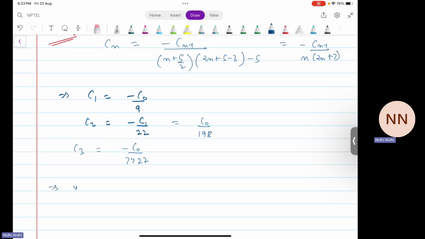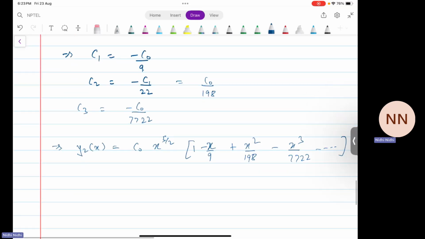This gives us y2(x) is equal to C naught x to the power 5 by 2 times minus 1 by 9, 1 minus x by 9 plus x square by 198 minus x cube by 7722 and so on.